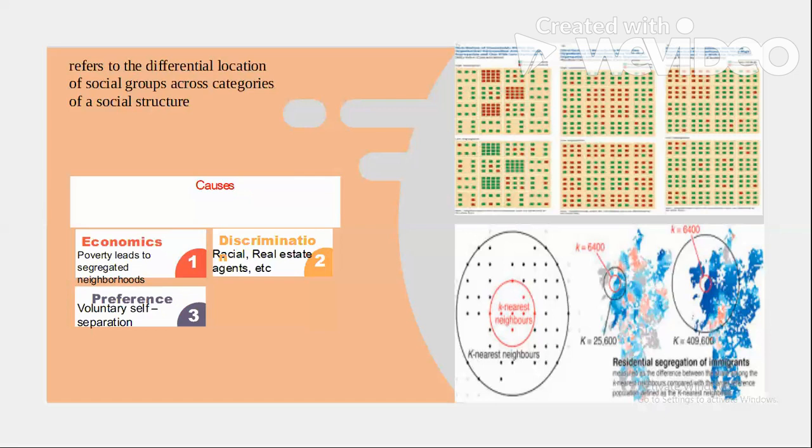Now, the third one is preference. Preference is, first, the voluntary self-separation. In many cases, we see that minorities voluntarily self-separate themselves. They keep themselves segregated from the majority population. You can take the example of religious minorities. You can take the example of skin color minorities, like the blacks. The blacks prefer to stay in their own neighborhood. Or even the caste system.